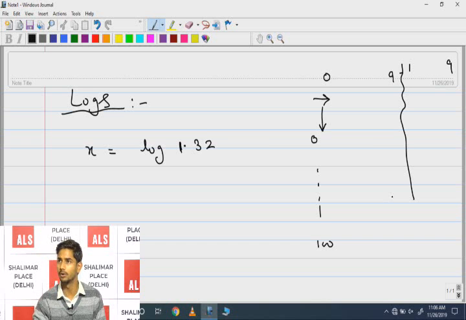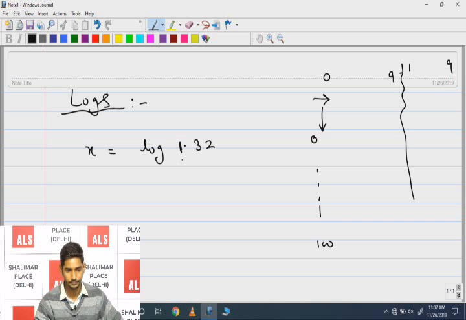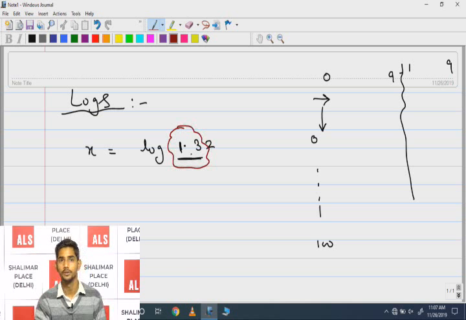Can you see your log table? Is the division the same? A vertical column with values from 0 to 100, and a horizontal row from 0 to 9 and 1 to 9. Is it? Yes. Okay. So now what you have to do, first of all check out the first two digits. Guys, look at the screen first, listen to me very carefully. These two digits are 1 and 3, so this is 13.